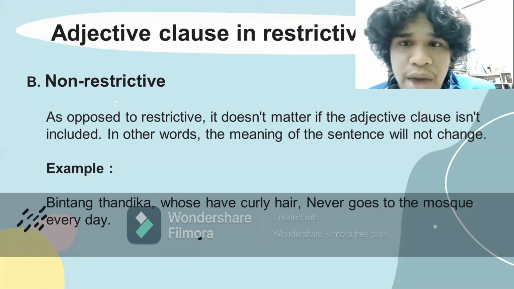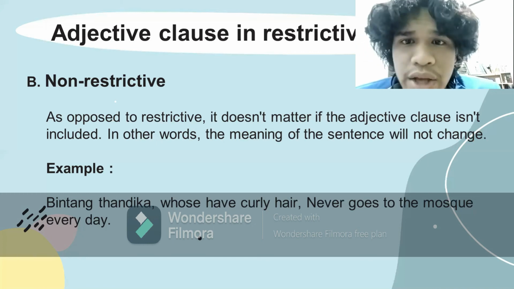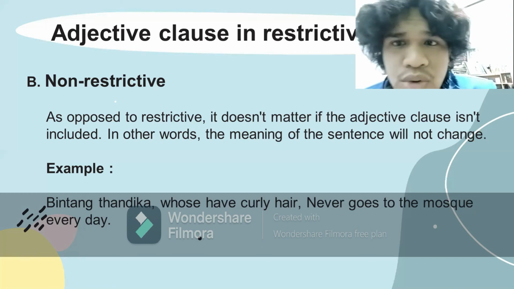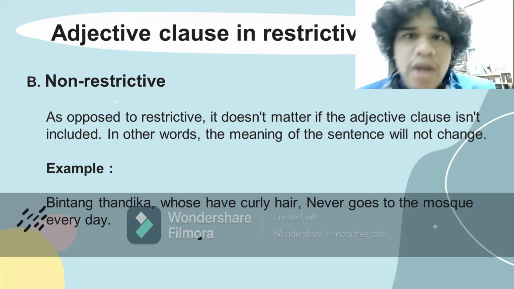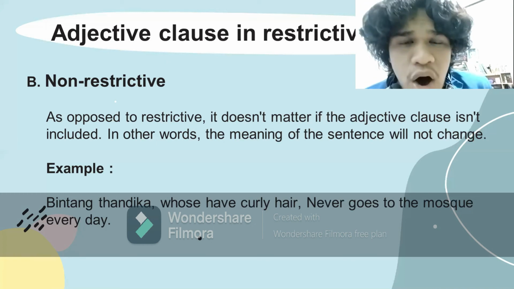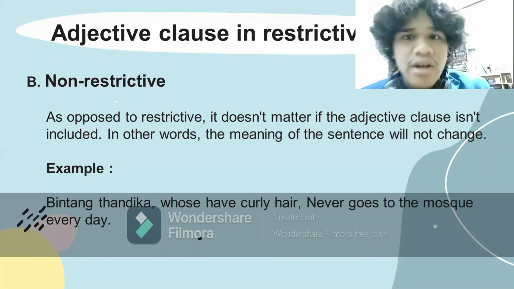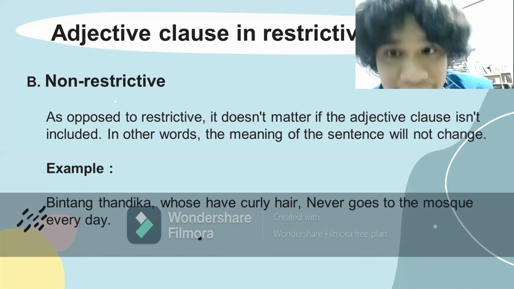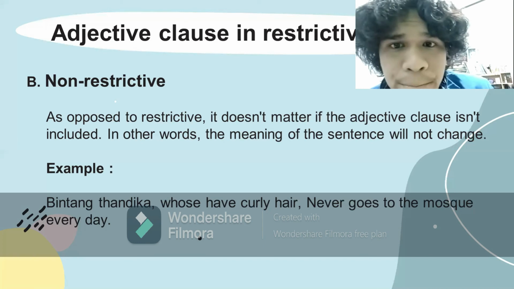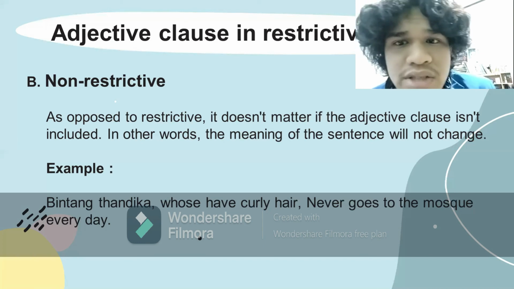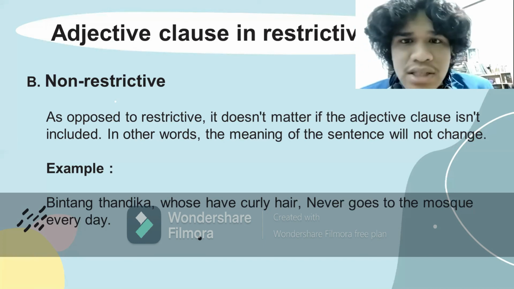I enjoy the benefits of this country, which has been very good to me. This is a non-restrictive clause. It does not define the country. The word this does that job. The stated clause is just additional information.